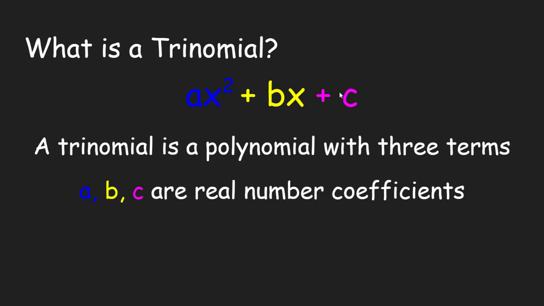What's important to know here is that a, b, and c are all real number coefficients. So our c is a constant, b is the number in front of x, and a is the number in front of x squared. So when I ask you what is a, we're asking for the number in front of x squared, not the whole term.